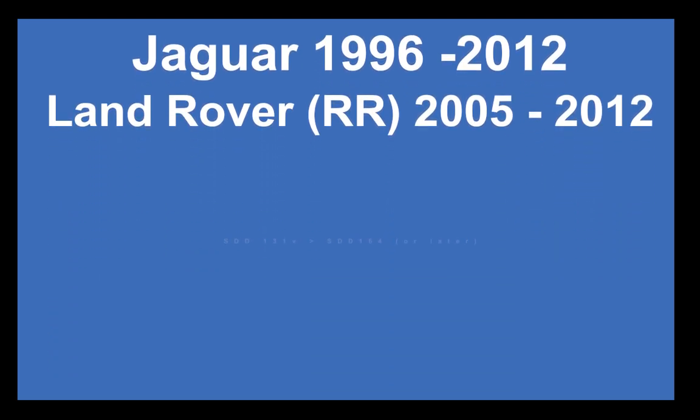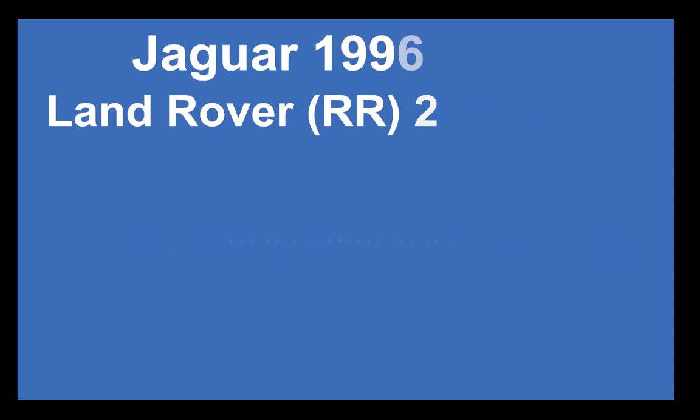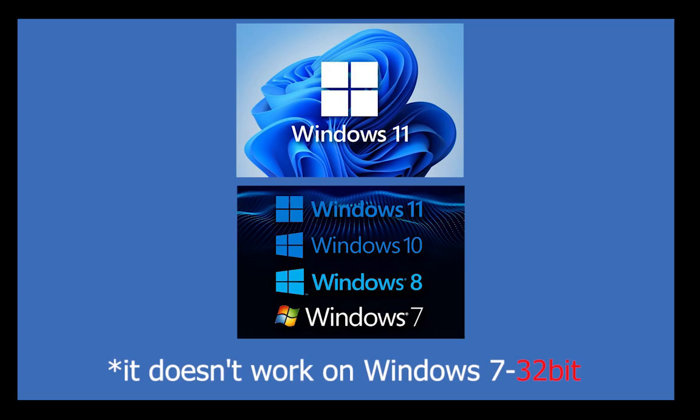Therefore, if you have a car from these years, do not waste time installing the latest version of SDD because it will always be worse than version 131. I am installing this program on Windows 11, but the procedure is the same or very similar for other versions of Windows.